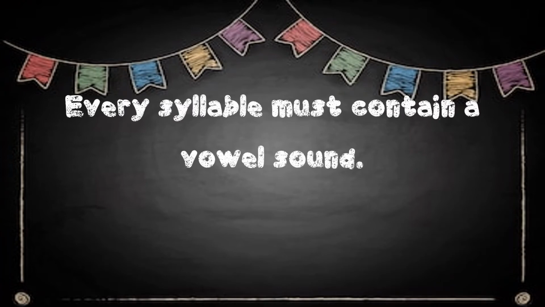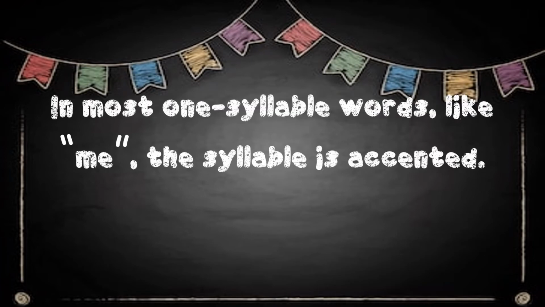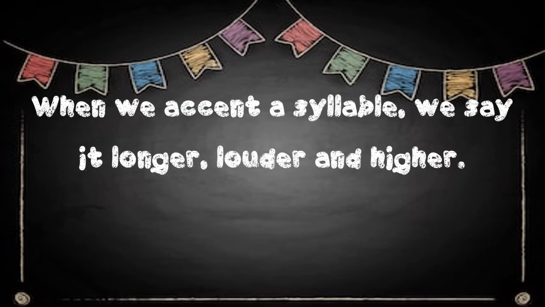Every syllable must contain a vowel sound. One syllable in every word is accented. In most one-syllable words, like me, the syllable is accented. When we accent a syllable, we say it longer, louder, and higher.